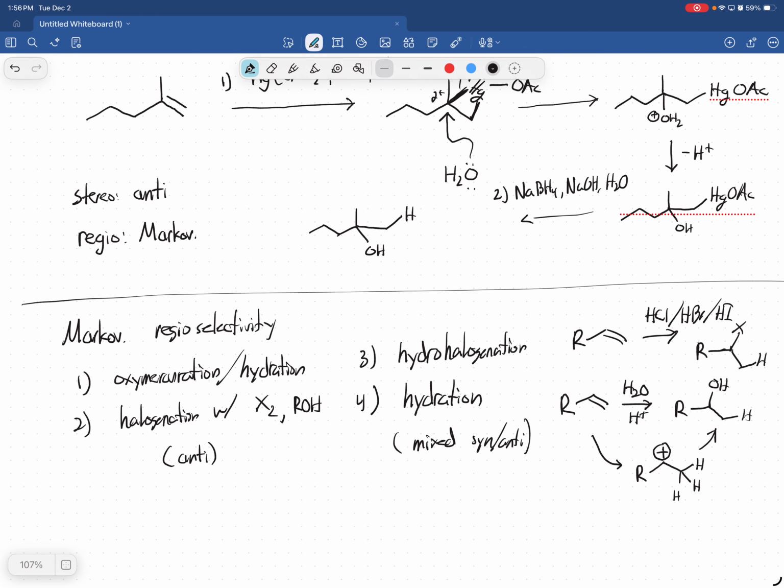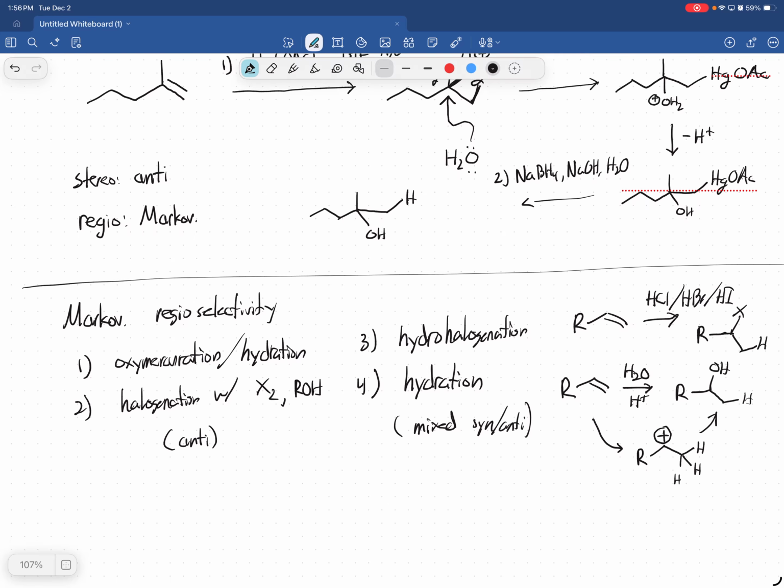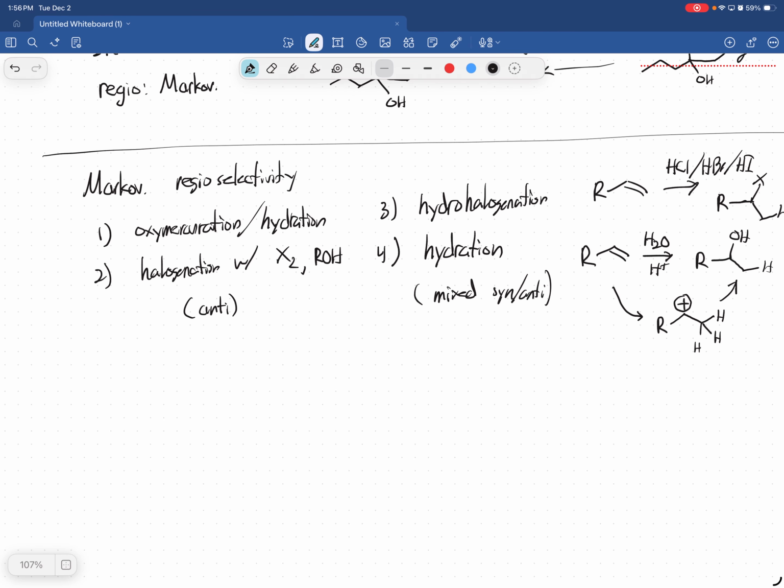All right, that's Markovnikov selectivity. I think I got them all. Am I missing any? No. Okay, good. Thought I missed them for a sec. All right, now what's anti-Markovnikov?